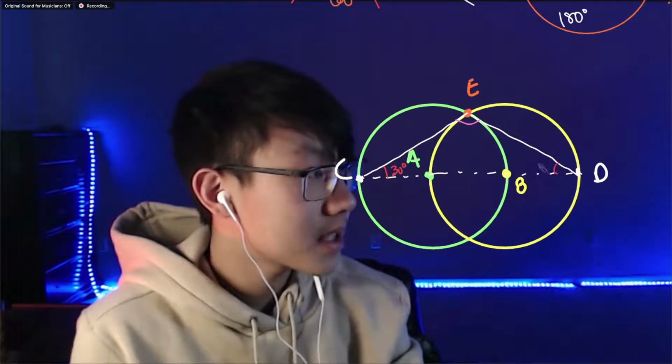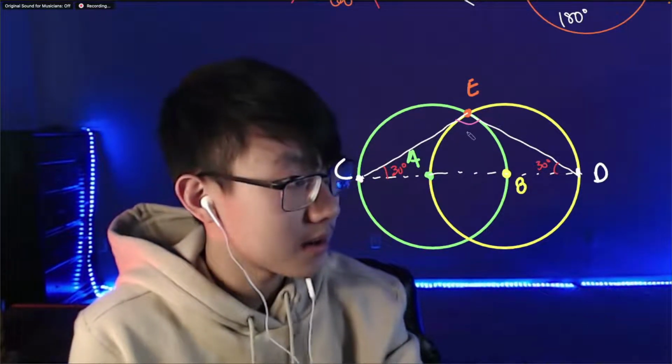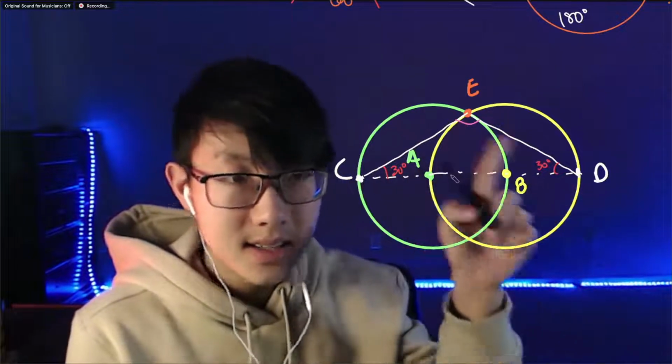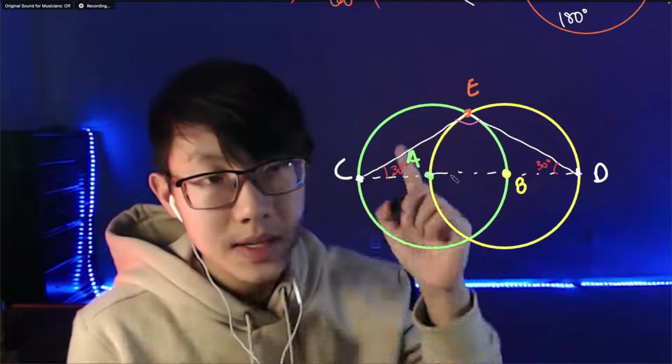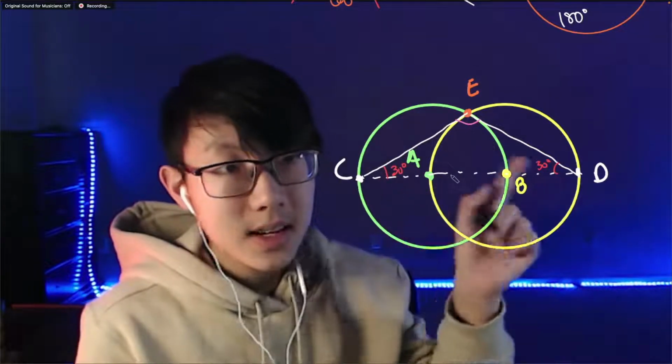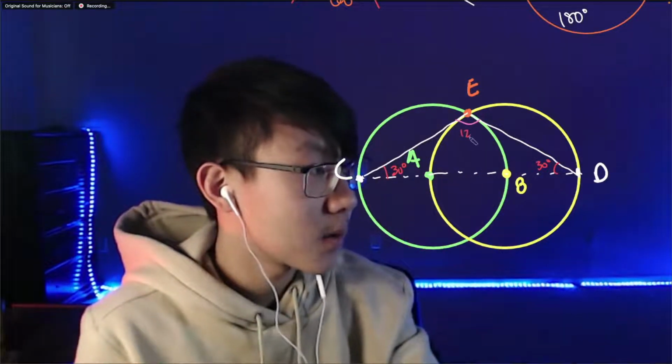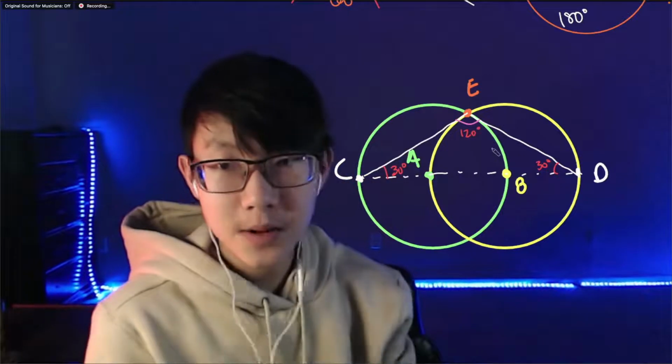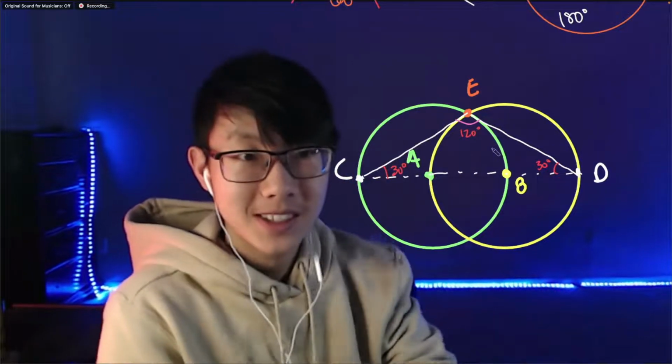And in very much the same way, EDB should also be 30 degrees. So since ECD is a triangle, CED is going to be 180, the total degrees in a triangle, minus 30, minus 30, so that's 120 as well. Two different ways to do the same problem. Cool.